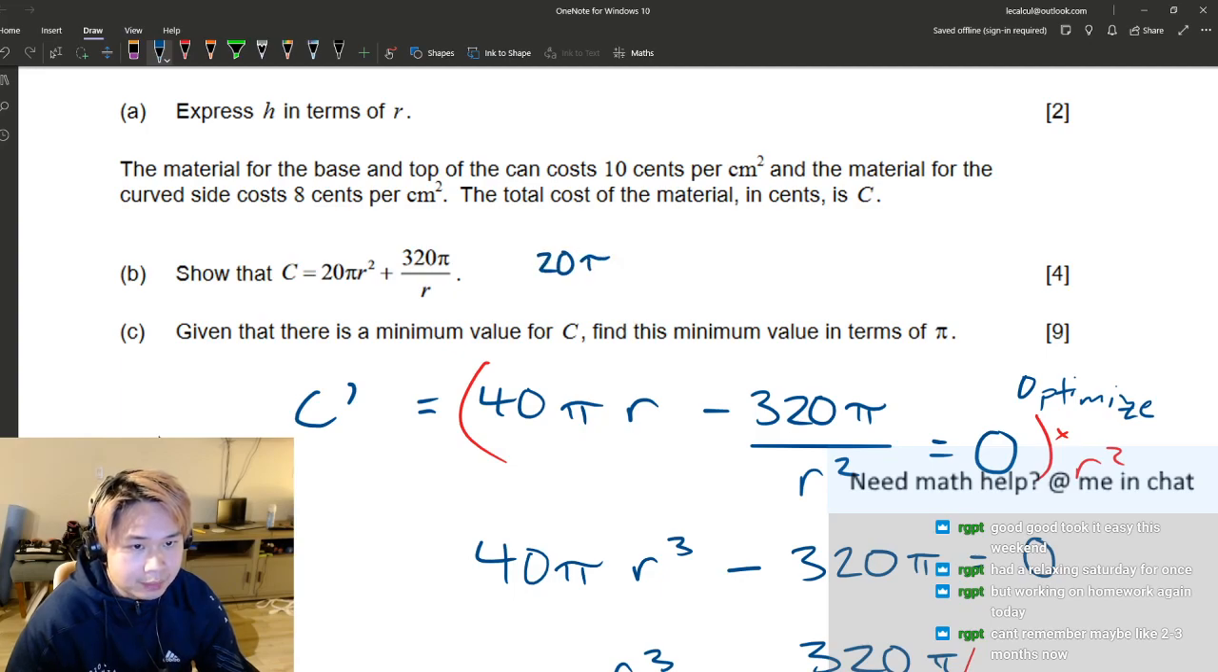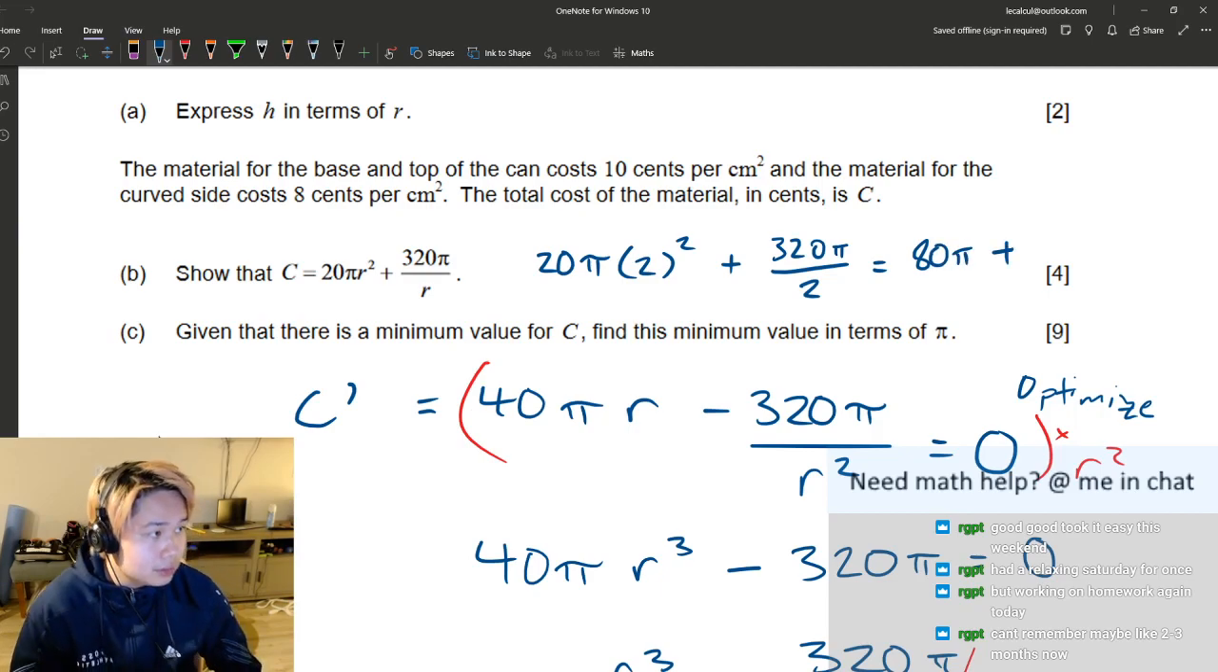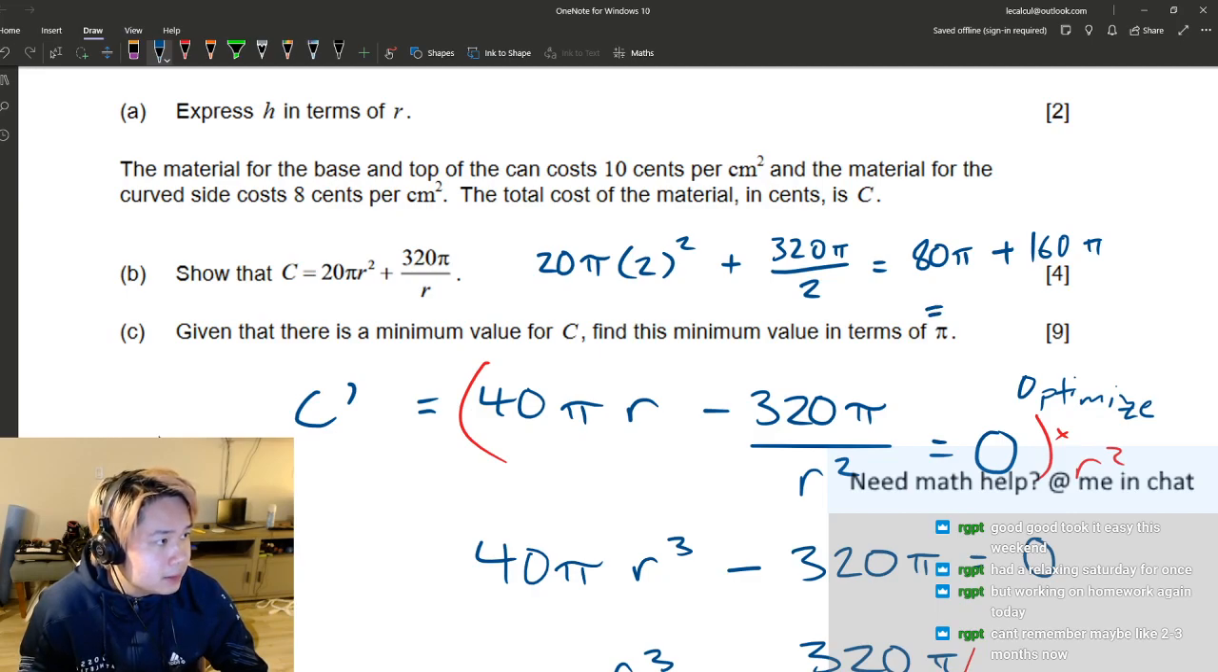So 20 times pi times 2 squared plus 320 pi over 2. So that first term, 2 squared is 4, 4 times 20 is 80 pi, and then likewise 320 divided by 2 is 160 pi, and then 80 plus 160 is 240. So the cost is 240 pi dollars or cents.